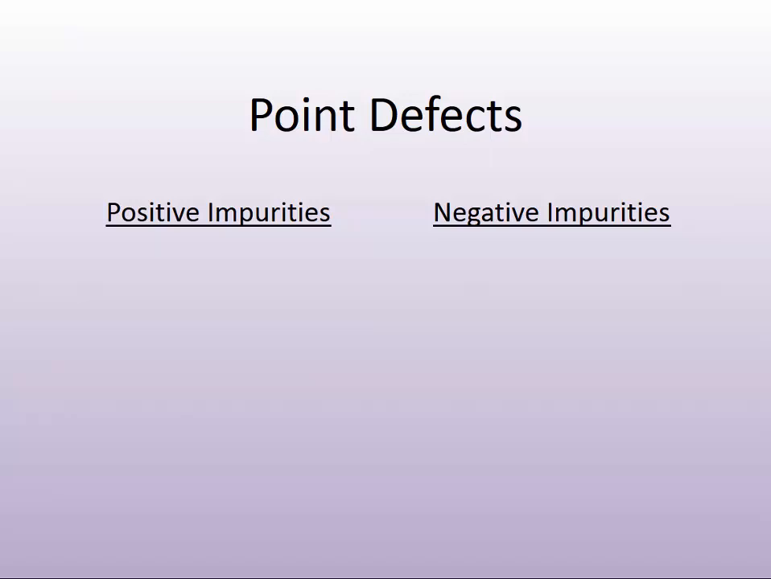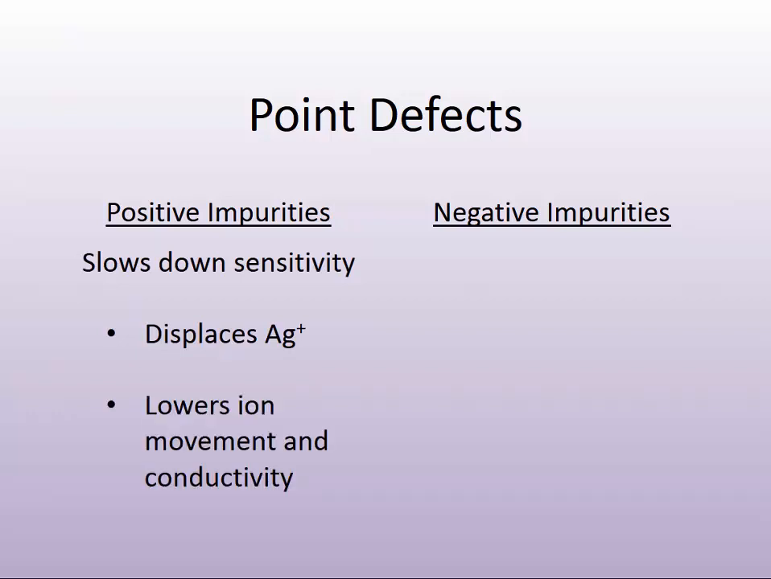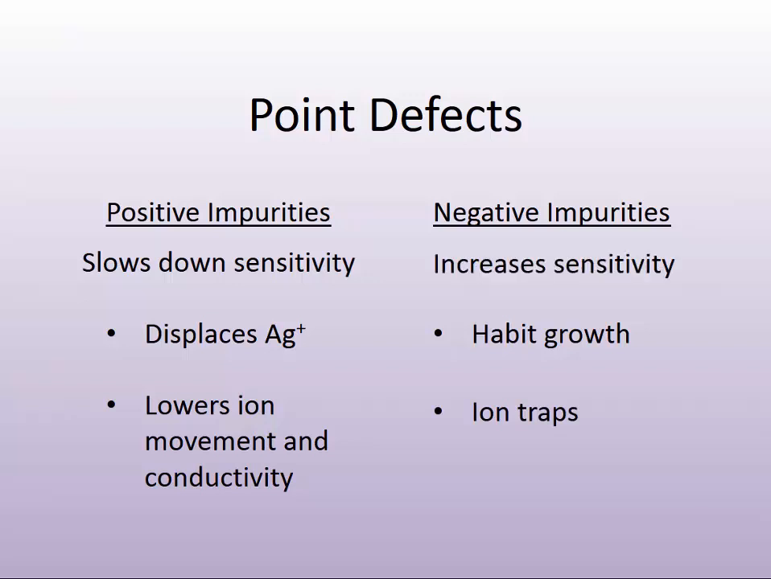So positive impurities, as shown on the slide, have a way of modulating the sensitivity of a silver halide emulsion by slowing it down. It does this by displacing silver, and it lowers ion movement or conductivity. On the reverse, negative impurities are often added for two purposes. One, to control habit growth. We've already talked about this, where if the halide is in excess, we tend to get non-cubic crystal structures. But in the context of this discussion, negative impurities also have a way of creating what are known as ion traps, which affect sensitivity and increase the sensitivity.